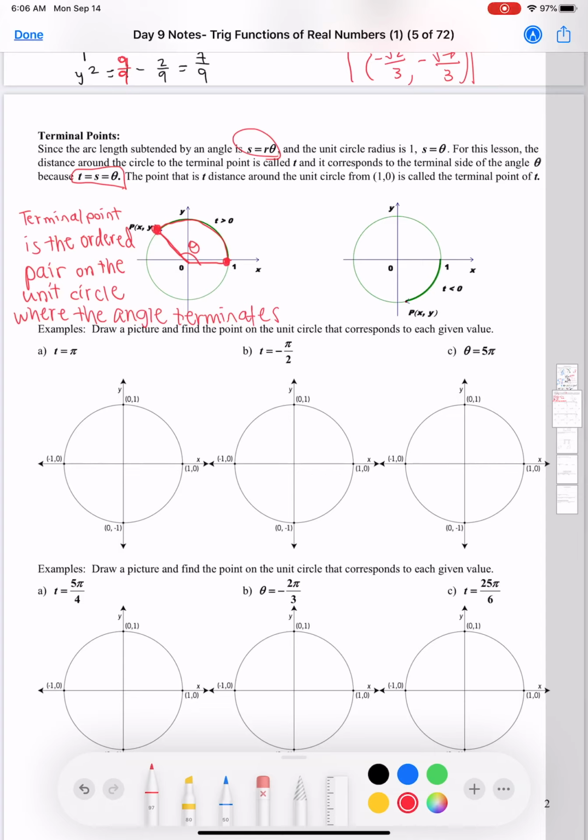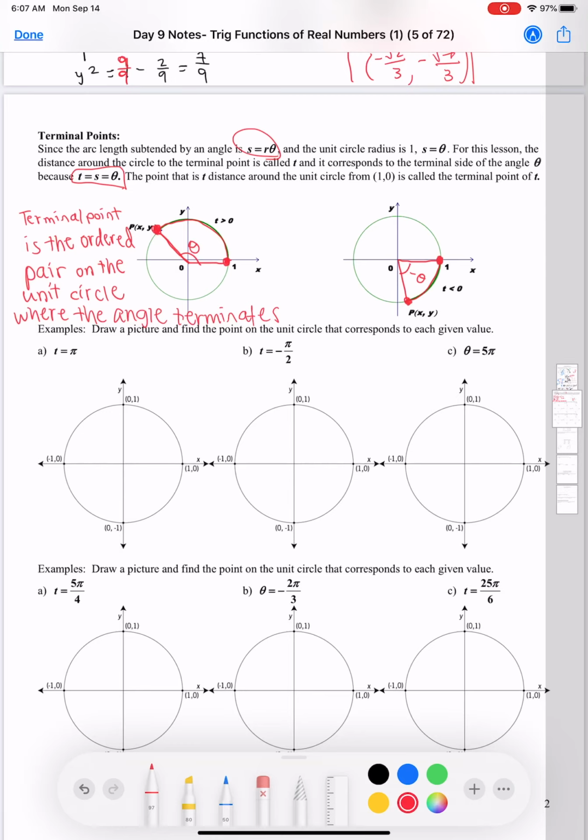And then remember, we do sometimes go in the negative direction, so clockwise. So that would be if I started, you know, same spot, but then went clockwise and created this angle here. Okay, then that would be the terminal point down below. All right, so let's draw a picture and find the point on the unit circle that corresponds to each given value.